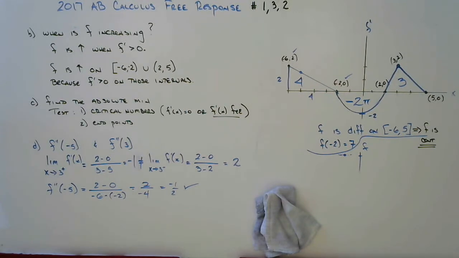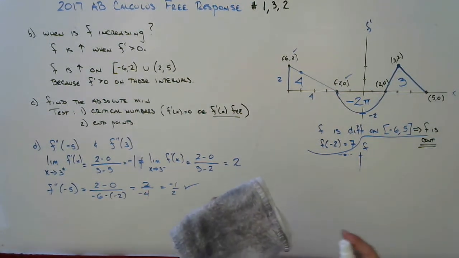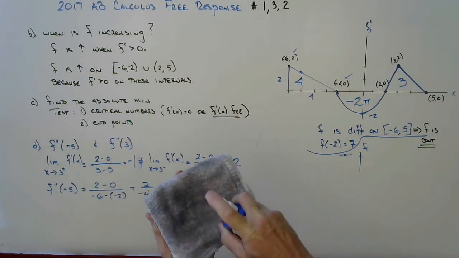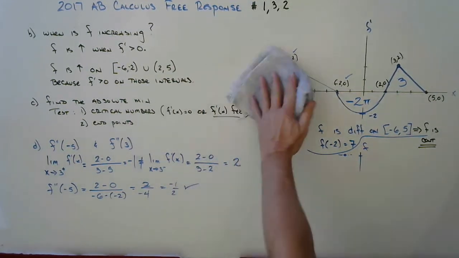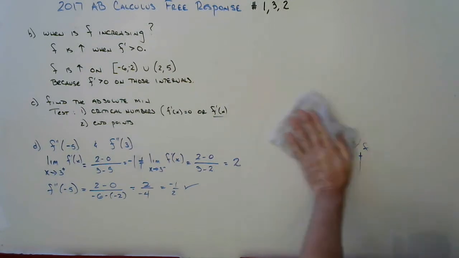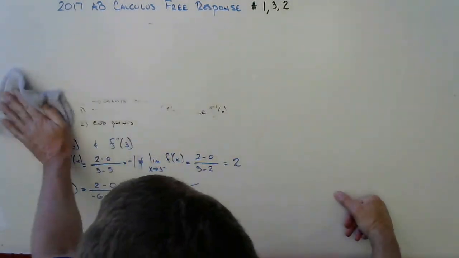All right, so that takes care of problems 1 and 3. So BC kids, you can exit out of this video. Your problem 2 is on a separate video. AB kids, don't go anywhere. I'm going to erase this, and we're going to do our problem 2 right now.